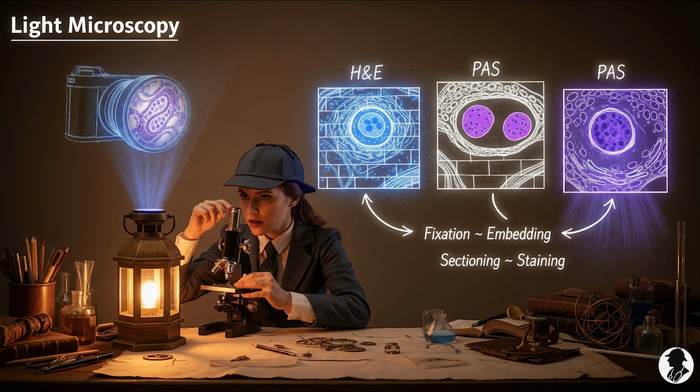Okay, so once we have these perfect, super thin slices embedded in wax, they're still mostly transparent, right? How do we actually see the cells and structures? Exactly. They're almost invisible. That's where staining comes in. Staining is what turns these transparent slices into a vibrant roadmap of the body's internal workings, makes things visible. And the absolute workhorse, the most common stain by far, is H&E. That stands for Haematoxylin and Eosin.